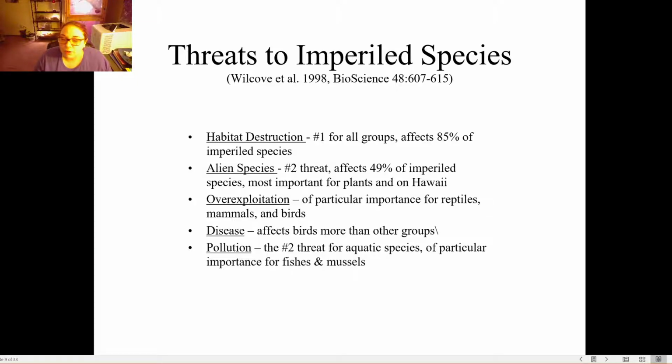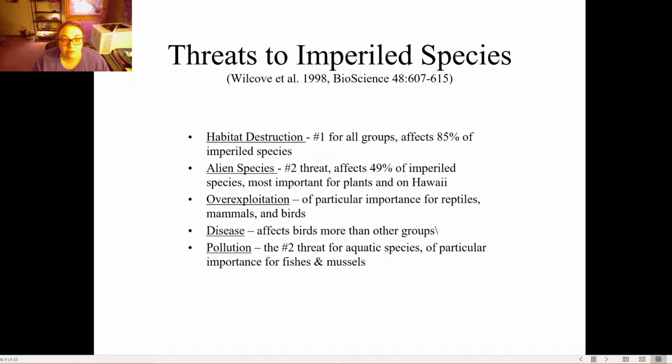But they're actually most important for plants and on islands like Hawaii, because they're really in a smaller ecosystem, and any introduced species really has a larger impact. Then you have overexploitation. That's of particular importance for things like reptiles, mammals, and birds, things that are taken for food or for the wildlife trade or for the trade in medicine. There's a ton of different reasons why they are overexploited. Then you have disease, which actually affects birds more than other groups, but it's become a recent issue with amphibians.